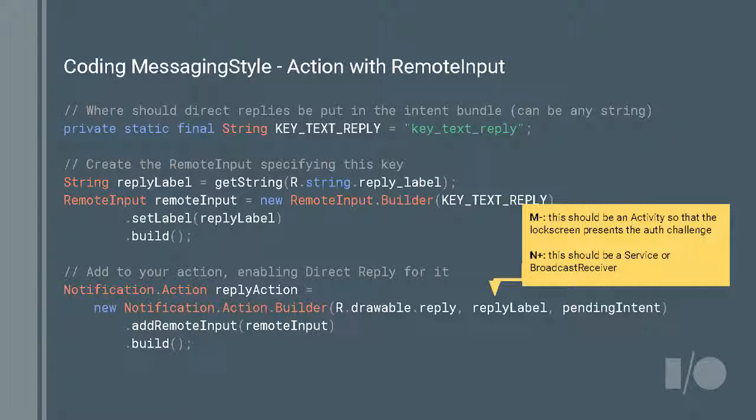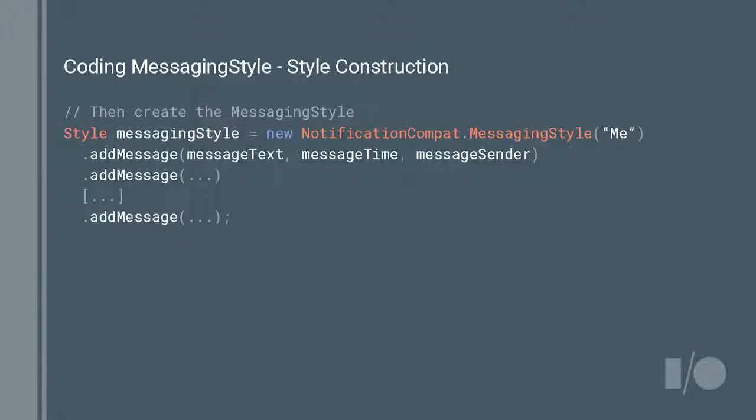Creating the messaging style itself is actually very simple. You simply need to create a new instance of messaging style with the reply name that's going to show up when the user replies in place, and then add all of the previous messages from the conversation to the style by calling add message with the text, time, and sender.